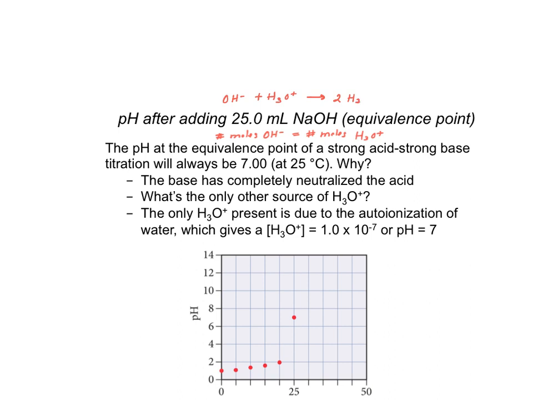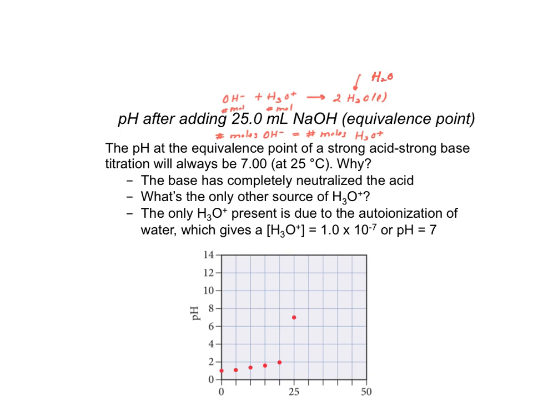They neutralize each other. And so at this point in time, at the equivalence point, the number of moles that we have for OH minus is equal to the number of moles that we had for H3O plus. So they have completely canceled each other out, right? Both of them are gone entirely. They have both neutralized each other. And so the only thing that we have left in solution at this point in time that is going to affect the pH of the solution is just water, all right? So all we have is, again, just water, right?